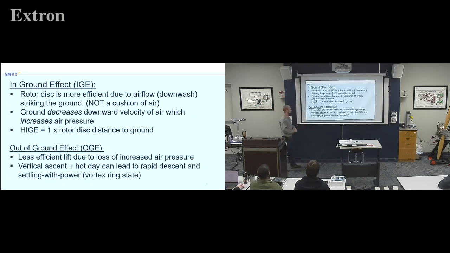So, out of ground effect is less efficient due to loss of increased air pressure. Okay, so for a helicopter just to sit in midair, just to hang out, what's the potential danger? There's no increased pressure underneath it. So, vertical ascent on a hot day can lead to rapid descent and settling with power. It's called a vortex ring state.